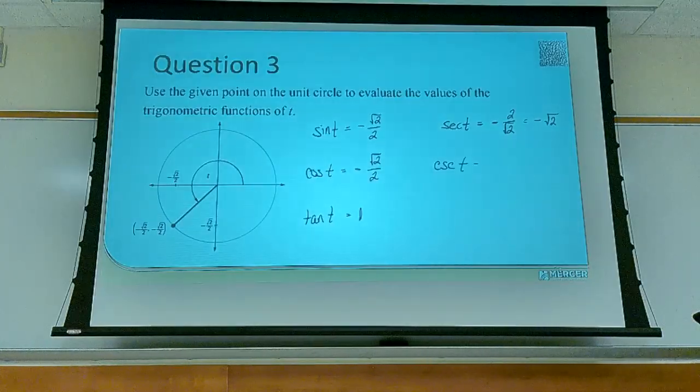Cosecant is 1 over sine, the reciprocal of sine. Cotangent is 1 over tangent, the reciprocal of tangent. There's your 6 trig functions.